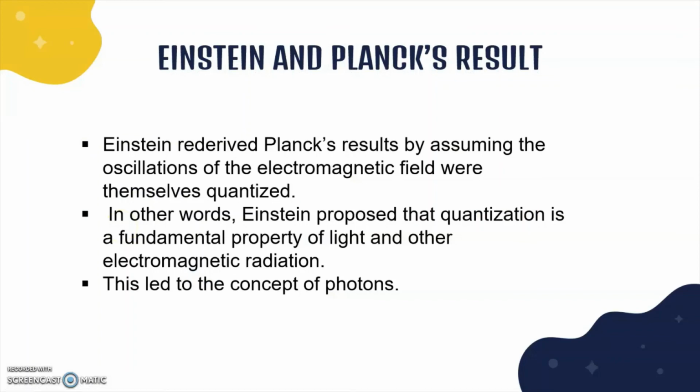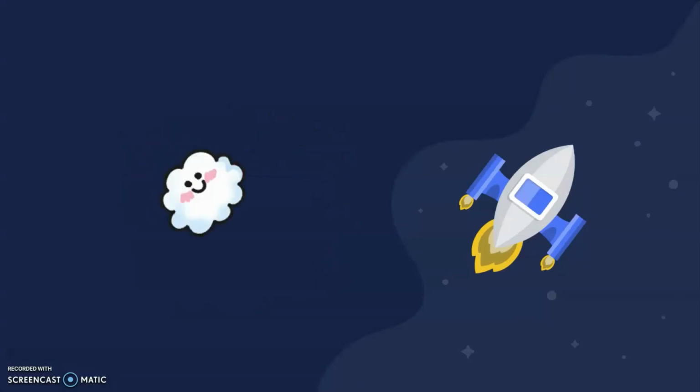Here are Einstein's and Planck's results. Einstein derived Planck's results by assuming the oscillations of the electromagnetic field were themselves quantized. In other words, Einstein proposed that quantization is a fundamental property of light and other electromagnetic radiation. This led to the concept of photons.